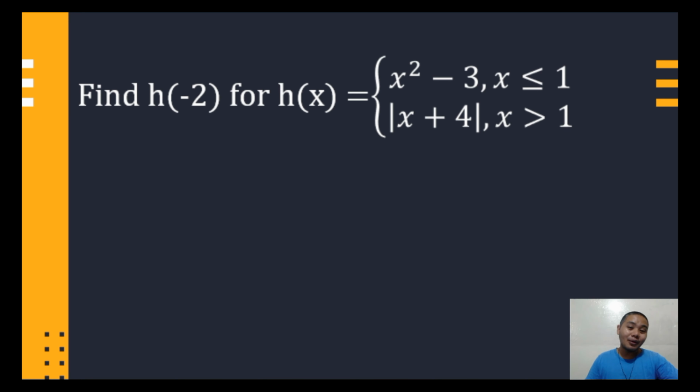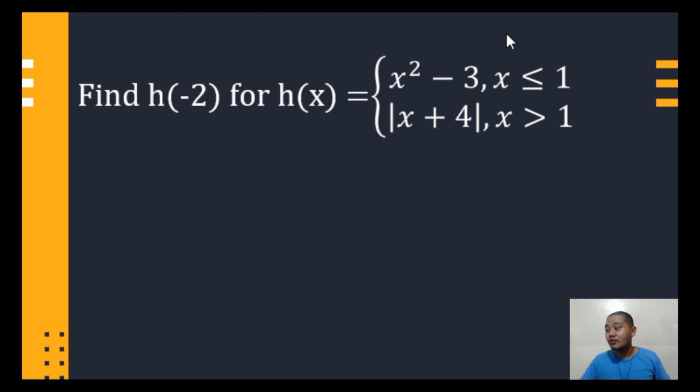Okay, down to our last example. Ayan, so we have a piecewise function. Find h of negative 2 if h of x is equal to x squared minus 3 if x is less than or equal to 1, and the absolute value of x plus 4 if x is greater than 1. So, looking at this function, tingnan natin. H of negative 2 yung pinapahanap, di ba? So, saan ba magfo-fall yung negative 2?